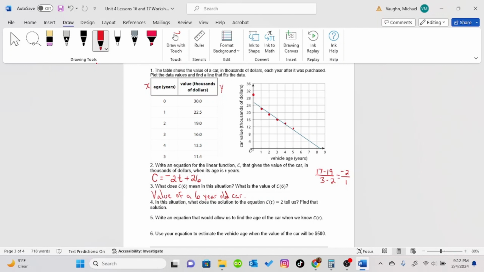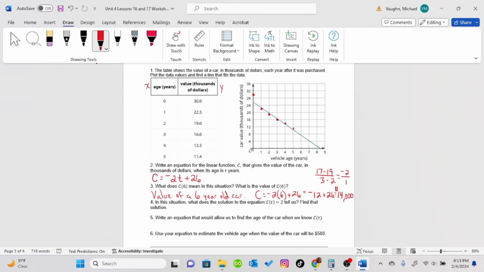And according to our equation, c equals negative 2 times 6 plus 26. Negative 2 times 6 is negative 12. And negative 12 plus 26 equals 14. And this is thousands of dollars, so that's $14,000.